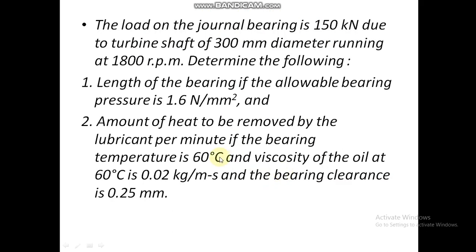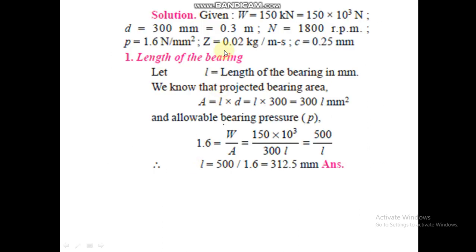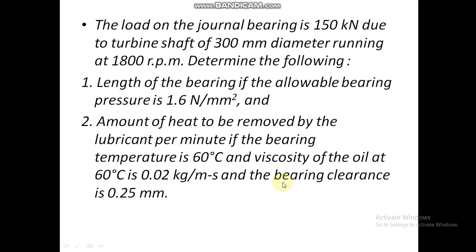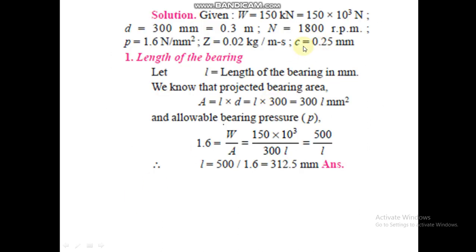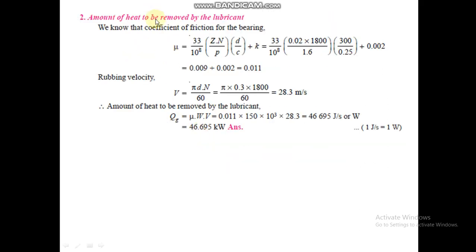In the second point, you have to calculate the amount of heat to be removed by the lubricant per minute if the bearing temperature is 60 degrees C. So we are given viscosity 0.02 kg per meter second, and bearing clearance C is given as 0.25, and we have to find the amount of heat to be removed. The amount of heat to be removed will be equal to the amount of heat generated in the bearing. So the heat generated, Qg, is mu W v.